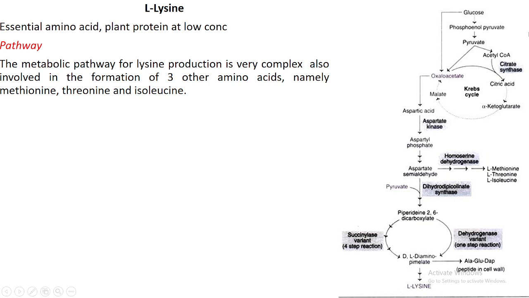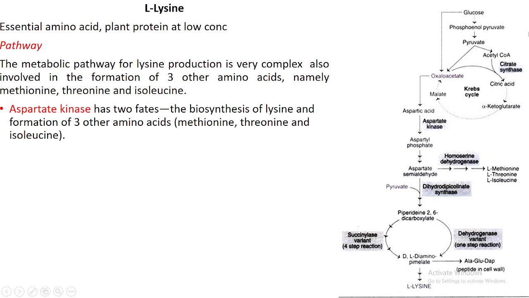So oxaloacetate is converted into aspartic acid, and then you can see here that with the help of aspartate kinase, that is the first step in the biosynthesis, aspartate kinase is converting aspartic acid, and four different amino acids are formed here. When you're going down, finally you're getting lysine, but in the same pathway, you also get the other three amino acids, that is methionine, threonine, and isoleucine. Okay, so aspartate kinase is involved in the production of all the four amino acids.